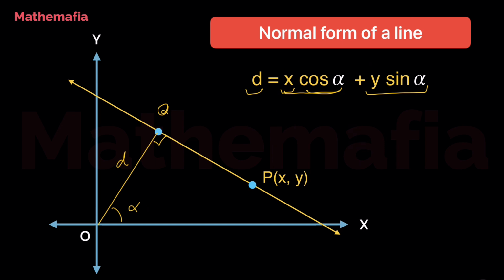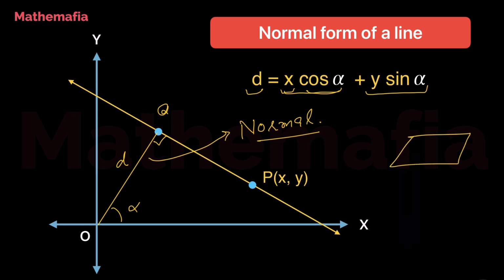Why normal? Because this perpendicular on the line, in mathematical terms, is called a normal. If I have a 2D plane and I draw a perpendicular on it, then this perpendicular is known as the normal on the 2D plane. So that's why it is known as the normal form of a line. So this OQ is normal to the given line.